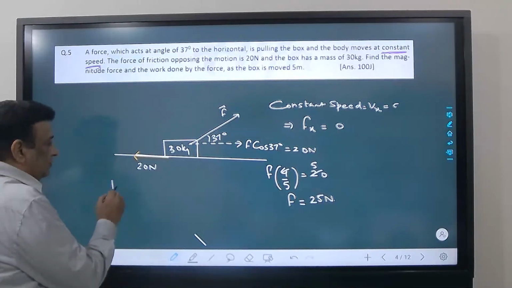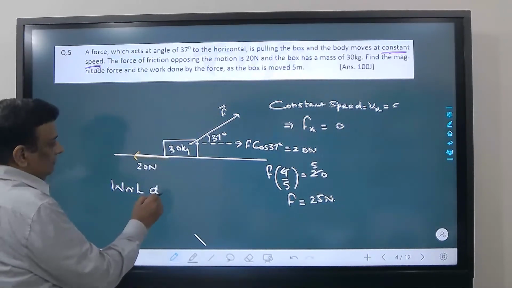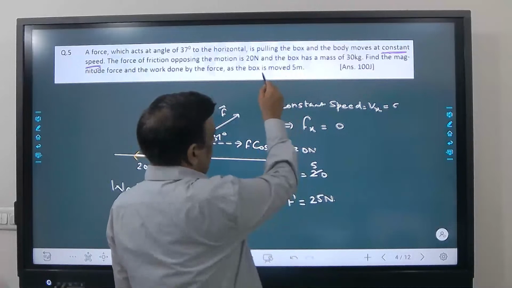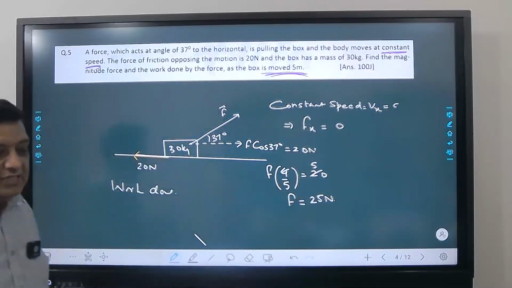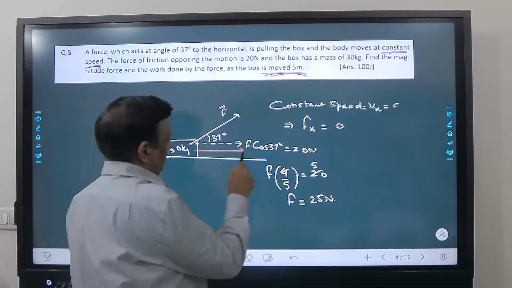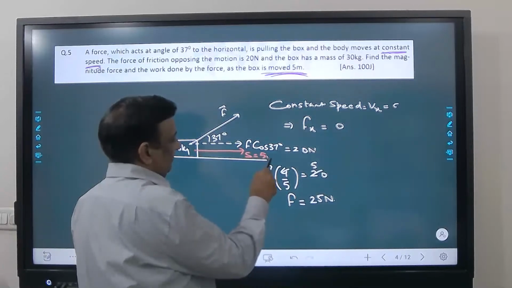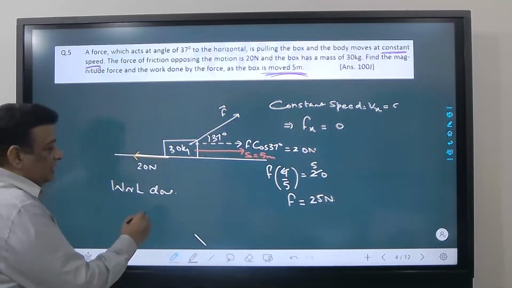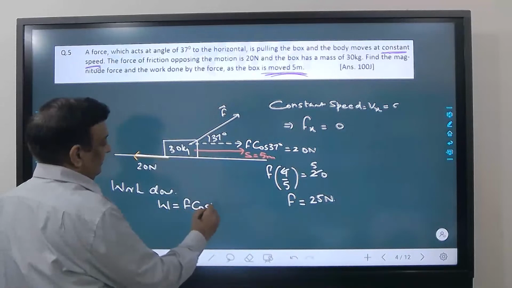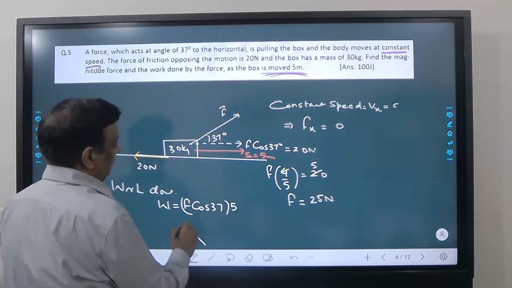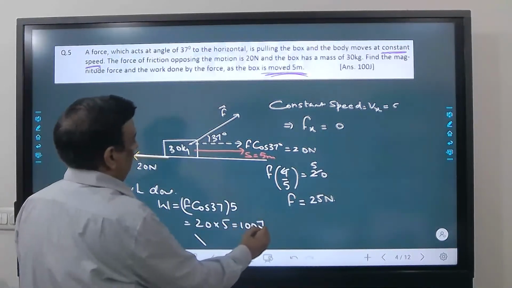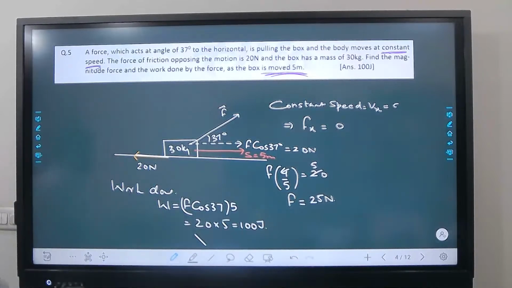25 न्यूटन फोर्स विच इज एक्टिंग. अब वर्क डन बाय द फोर्स बताना है. हमें दिया इट्स डिस्प्लेसमेंट 5 मीटर. तो जिस डायरेक्शन में फोर्स लग रही है इसी डायरेक्शन में डिस्प्लेसमेंट भी है 5 मीटर की. तो वर्क डन इज F cos 37 into 5. That means 20 into 5. So this will be 100 joules.